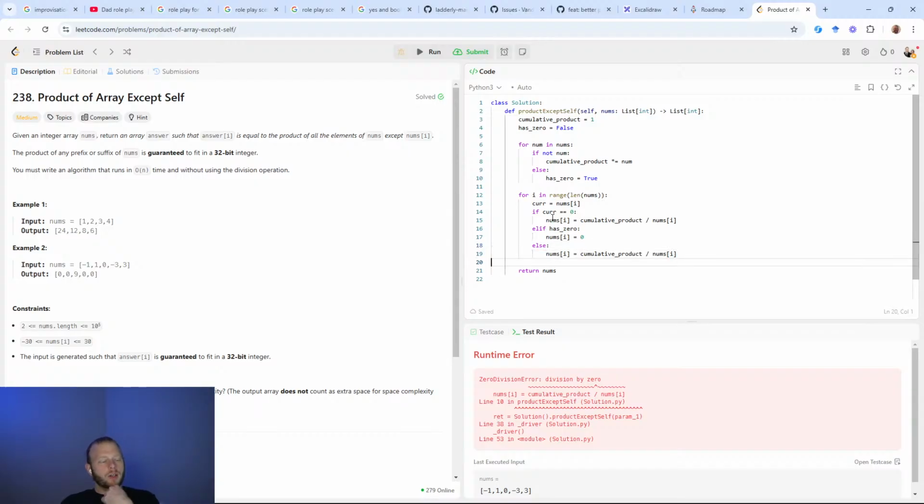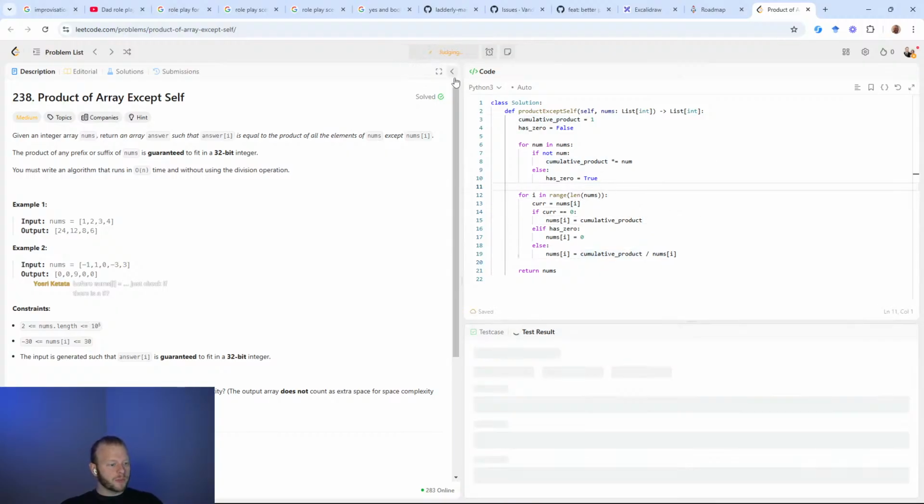Am I thinking through that correctly? So if we have a 0, then the product except self will be 0. And if we don't have a 0, right here, this bit, we don't want that bit.